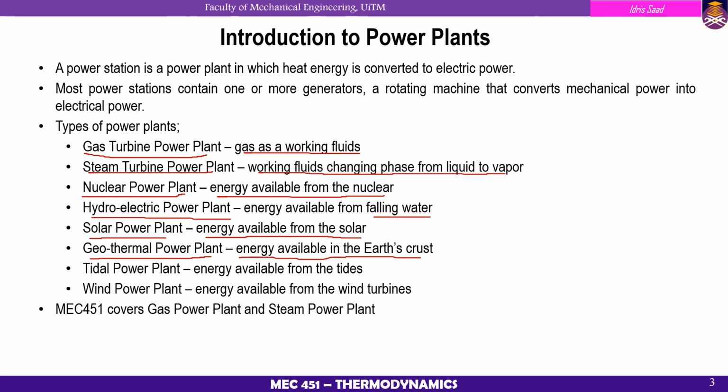And then we have the tidal power plant. This is about the sea wave, so energy is available from the tide. The motion of the sea waves creates what we call kinetic energy, and that kinetic energy will rotate the blade. And finally, the most emerging power plant in this world nowadays is basically the wind power plant. We take the energy available from the wind turbine.